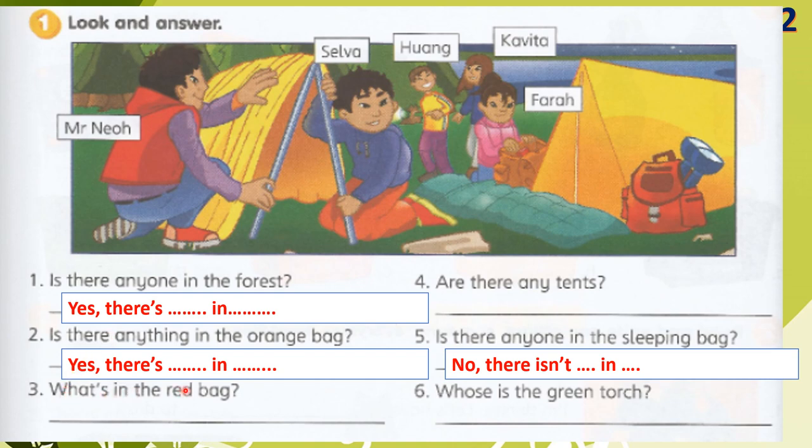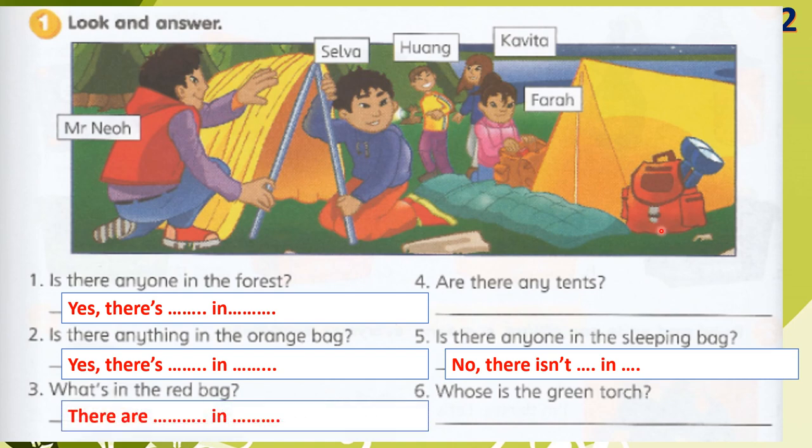Okay, let's go back to question 3. What's in the red bag? In the red bag. That's the red bag. Okay, what can you see here? Okay, torches. Yes, you can see 2 torches, isn't it? So how do you answer this? What's in the red bag? So there are, because you can see 2. So there are. Okay, what? How many torches in the red bag?